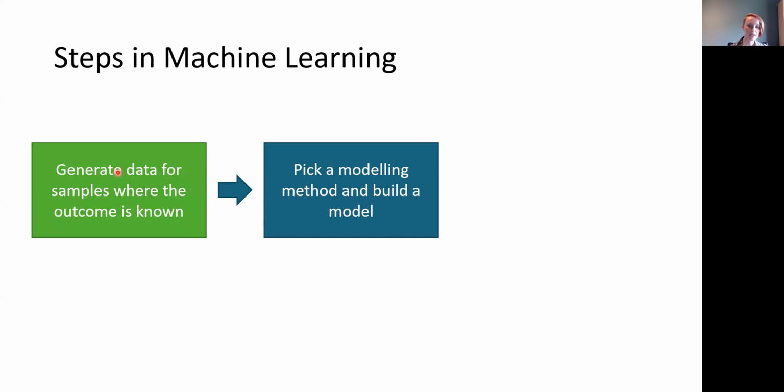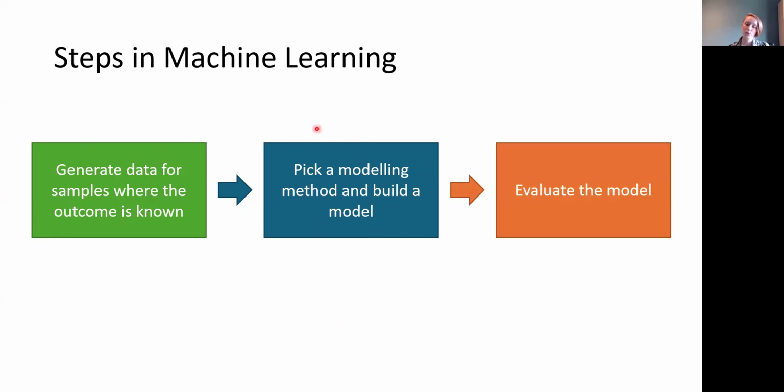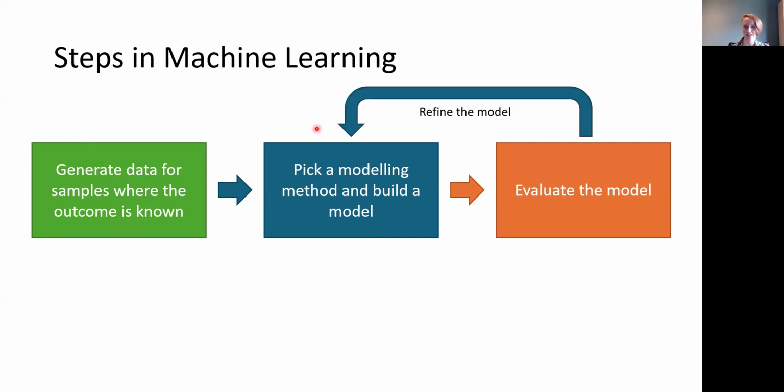We then have to pick a modeling method and build a model. I'll come back to how we might decide on what model we're going to use, but that will depend on a few features of our data that we've generated, and also on what outcome we want to get, as we'll see in a bit. Once we've decided on our model and built it, we'll want to evaluate it, so see if it's any good or not, and this will likely repeat a few times as well.